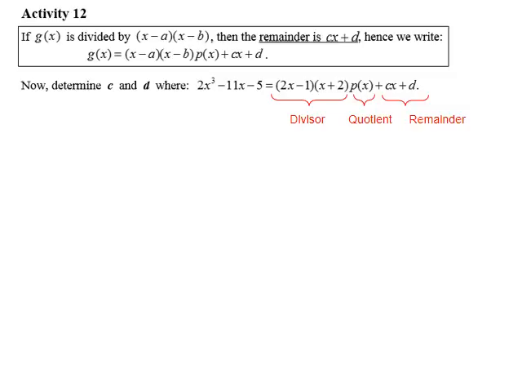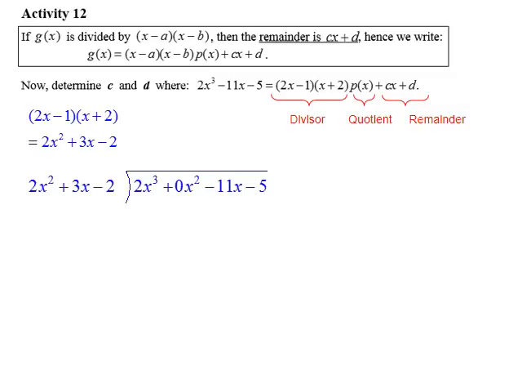If I now do long division with 2x cubed minus 11x minus 5 and the divisor, that will give me the quotient and the remainder. But we cannot divide by (2x minus 1) times (x plus 2) in that form. So we first have to determine the product, which gives 2x squared plus 3x minus 2. So we're going to do long division, dividing 2x squared plus 3x minus 2 into 2x cubed minus 11x minus 5. Note that we have to put in a placeholder for the x squared term.